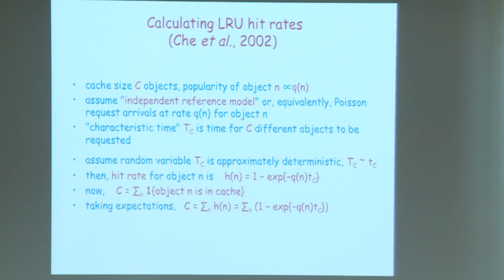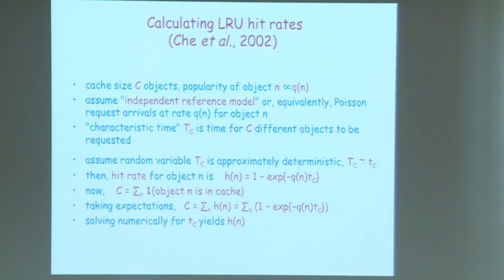And then you notice that C, the cache, is always full. So it's a sum of indicator functions. The indicator function is one when object i, of the N objects, is in the cache. So that's an identity. And then if you take expectations of that identity, C is a constant. The expectation of an indicator function is the probability of the event, which happens to be the hit rate. So we have this equation here, C equals something in TC, that we can solve numerically for TC. And given that we've got TC, we can calculate the hit rates.